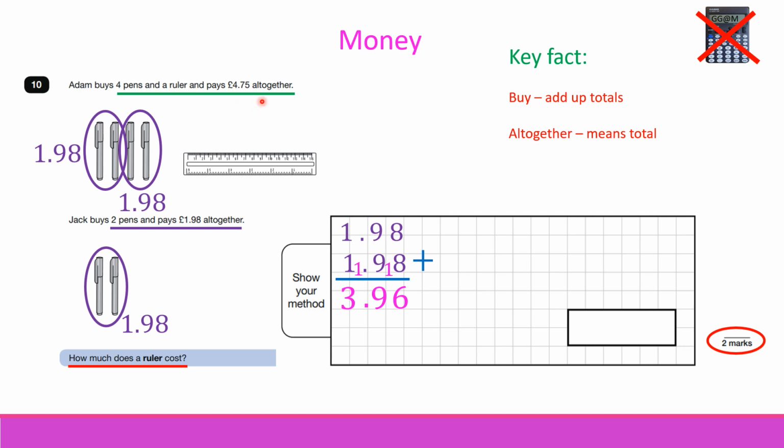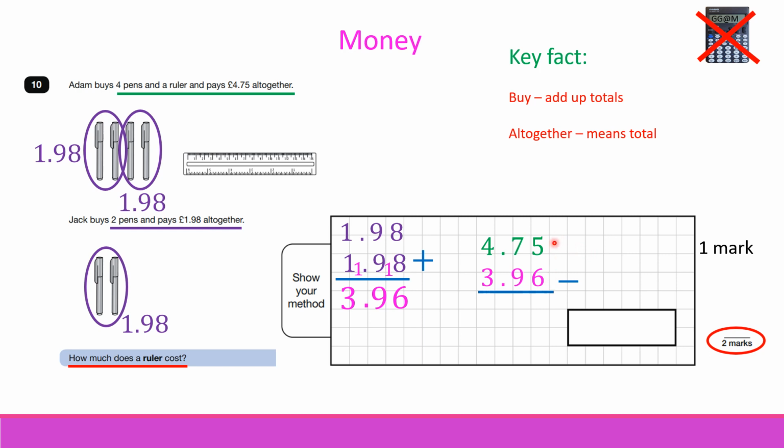Now we're told the total cost is £4.75. So I've got to take this £4.75, take away the cost of the pens, and that will tell me how much this ruler costs. So I'm doing £4.75, take away the total cost of the pens. And if we do this method by adding these values or doubling them, taking it from £4.75, that will give you 1 method mark for showing your working.